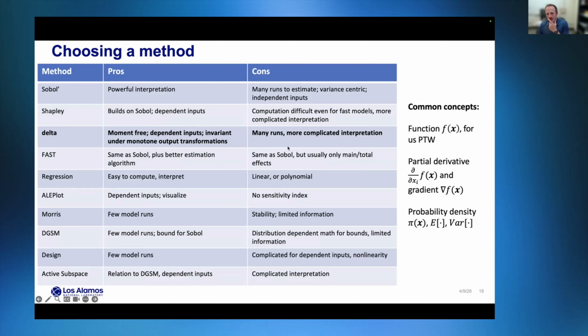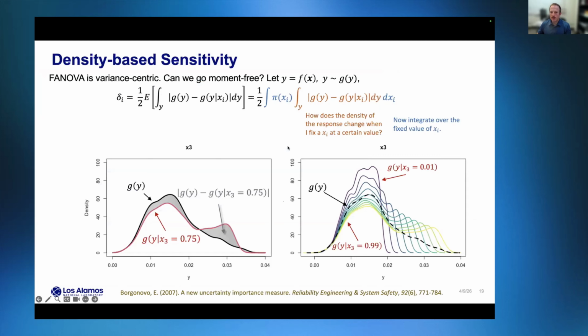The disadvantages: it's a little more complicated of an interpretation than Sobol, at least, and it's going to require a lot of model runs to estimate. So let's get into it. So we said functional ANOVA was variance centric. What if I take f of x, I say that's a random variable called y, and that y has a distribution g. So the PDF g of y is the PDF of y.